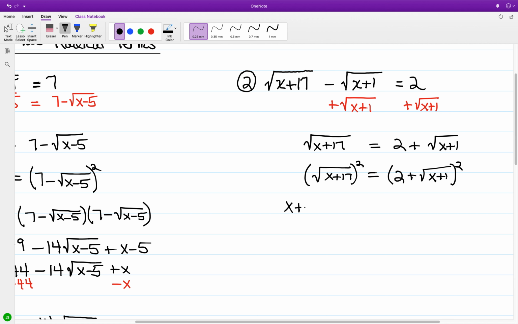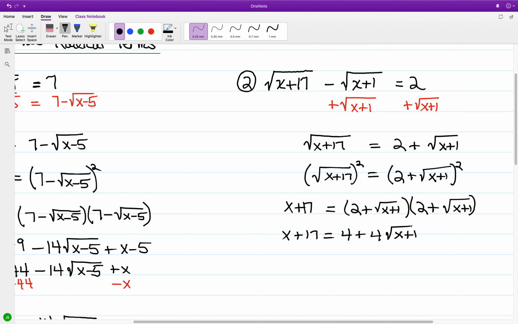And we have here, so we have x plus 17. And then squaring out 2 plus the square root of x plus 1, you have 2 plus the square root of x plus 1 times itself. So we have x plus 17 is equal to 4. You got 2 times the square root of x plus 1 plus another 2 times the square root of x plus 1. Again, we have plus x plus 1.